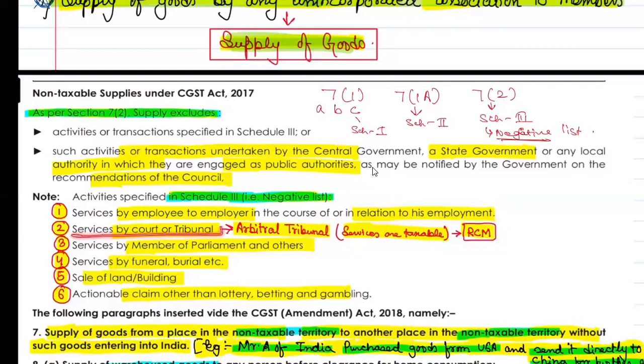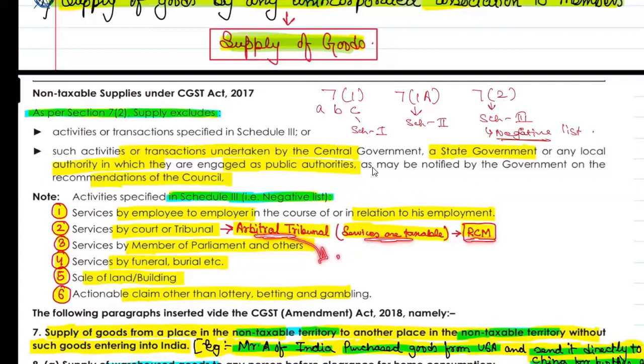Services by a court or tribunal are always GST free. This can never ever be subject to GST. But there is an arbitral tribunal, which is an out of court settlement. Their services are taxable, but on the reverse charge method. That means they will not collect the tax, the one who is taking the service will.